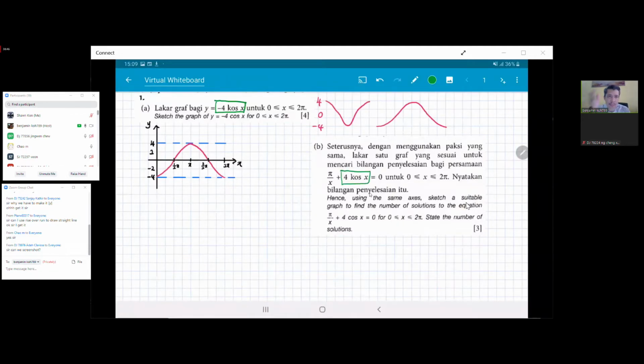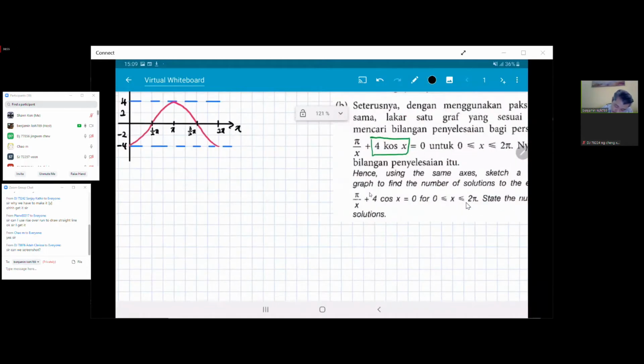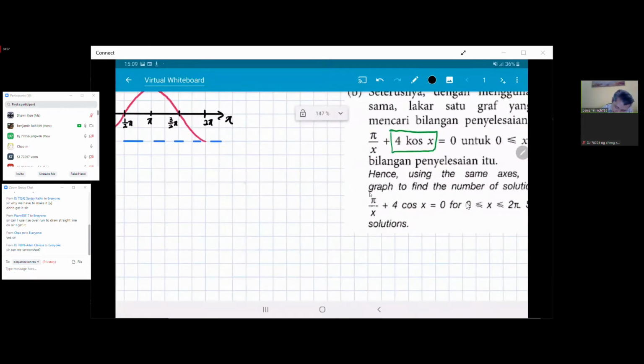But I can make it become the same because the equation given here is this. They give you pi over x plus 4 cos x equals 0. So if I move the 4 cos x over, that means now I get pi over x equal negative 4 cos x, right? Why do I want part A and part B to be the same? Because we need to get the y. Remember, the straight line equation must have y.